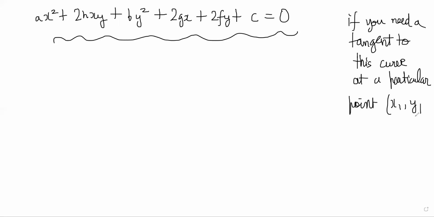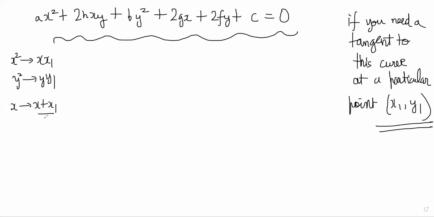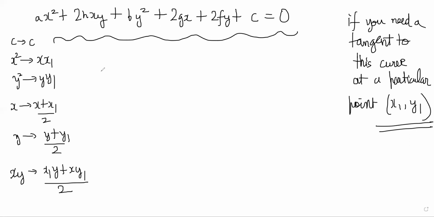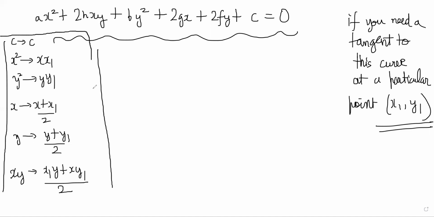x1 comma y1, right? The standard trick to get the equation of the tangent is this. Replace x square with x x1, y square with y y1, x with (x plus x1) by 2, y with (y plus y1) by 2, and xy with (x1y plus xy1) by 2, and c remains constant, right? If you do this transformation on the equation of the curve, the resulting equation is the equation of the tangent at this point.